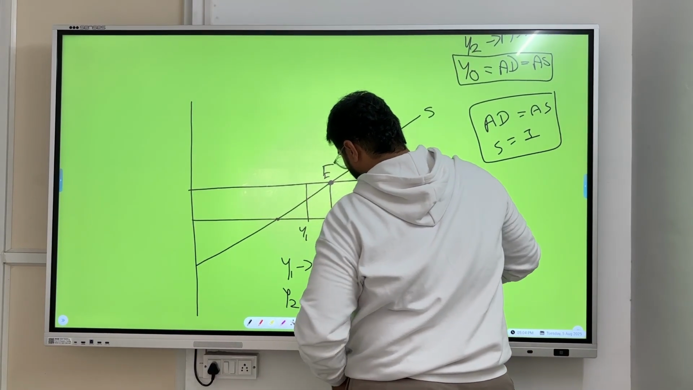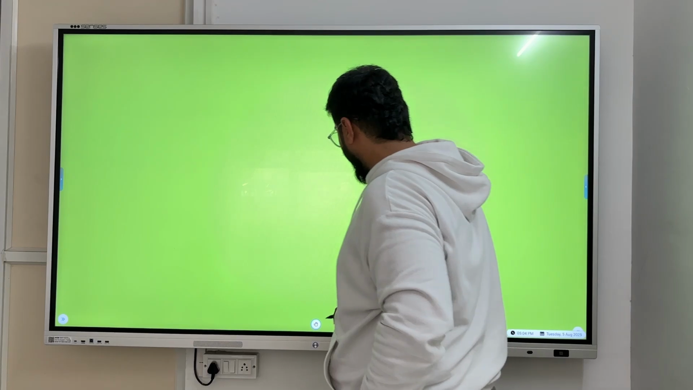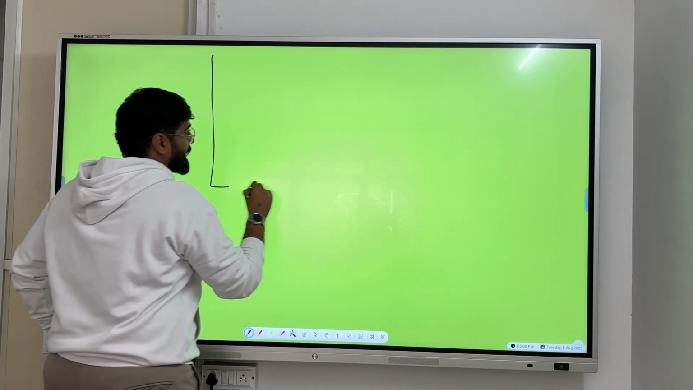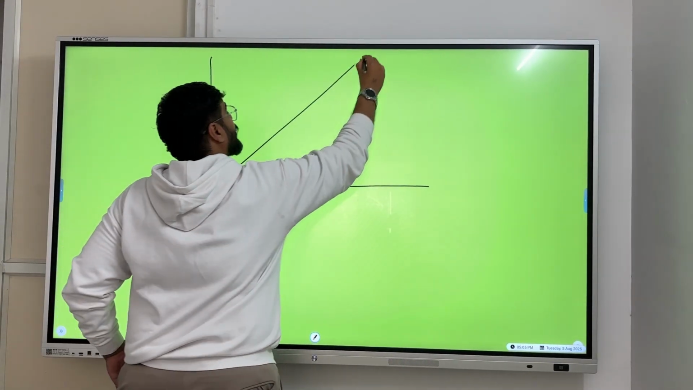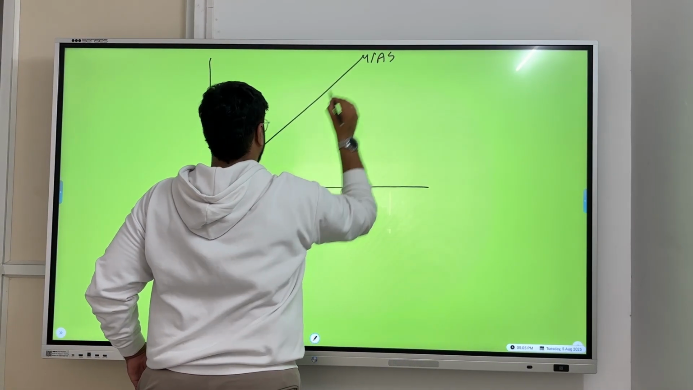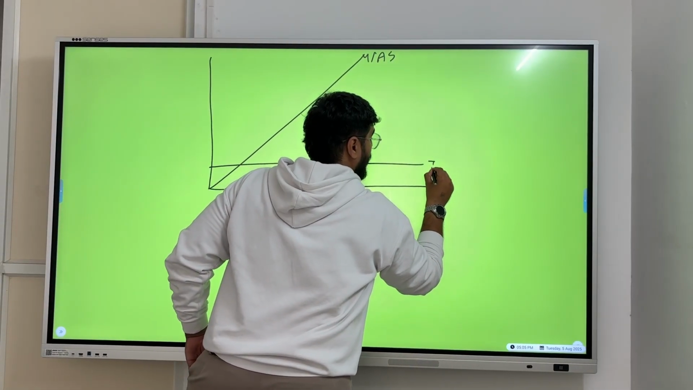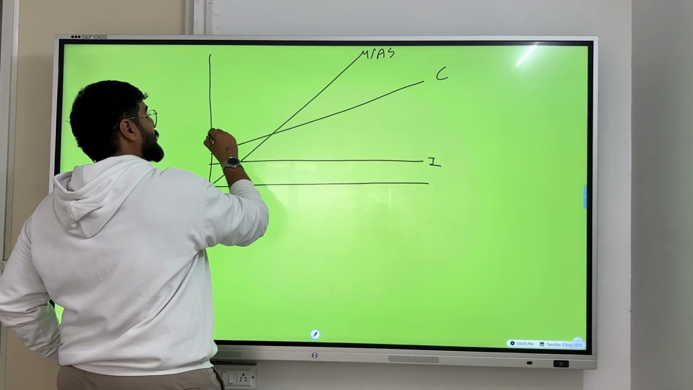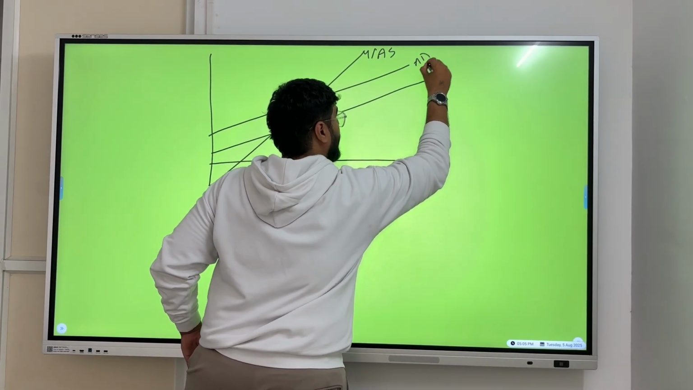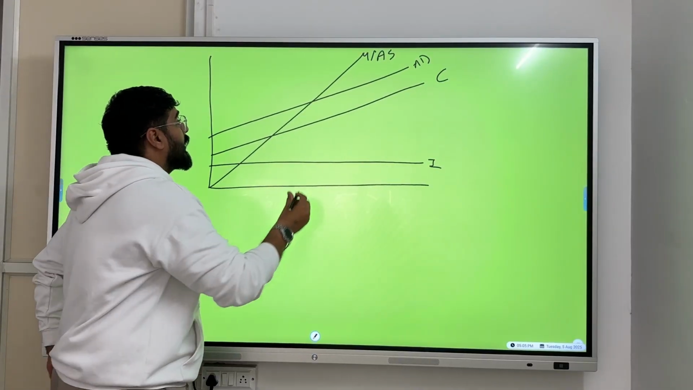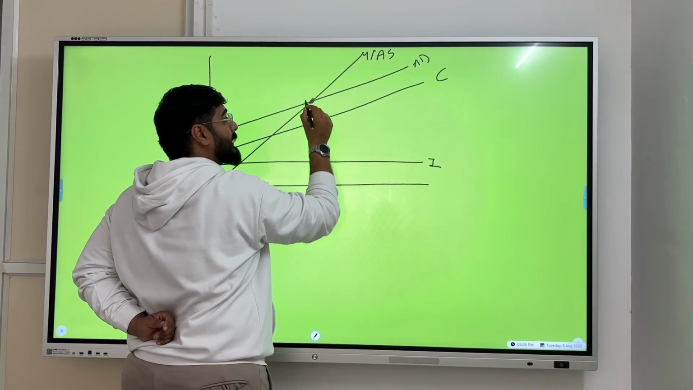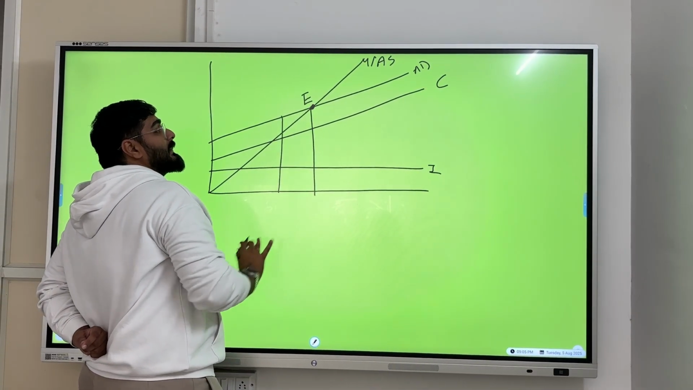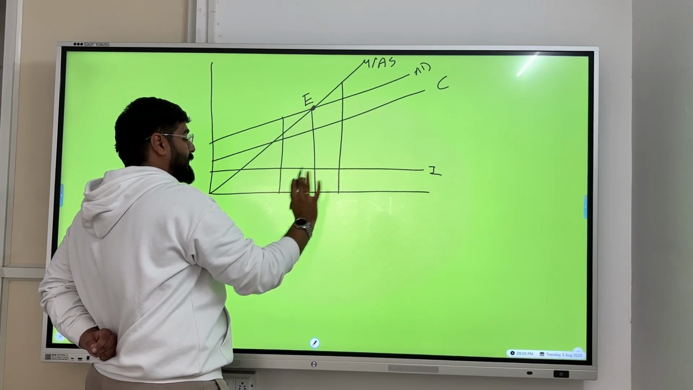Now, suppose I draw both the diagrams together. This is my y, which is aggregate supply. This is my investment. This will be my consumption. Consumption plus investment will be my aggregate demand. Now where aggregate demand is equal to aggregate supply is my equilibrium. Before that, disequilibrium. After that, disequilibrium.